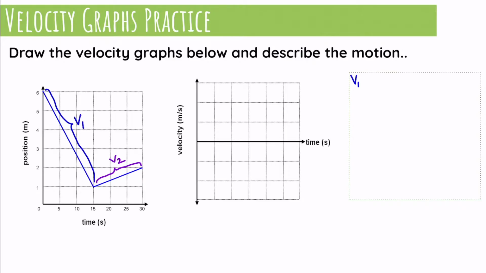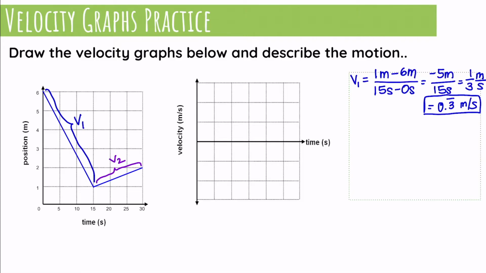So for V1, if you remember, we're just going to do position minus position over time minus time. We'll pick 1 meter minus 6 meters over 15 seconds minus 0 seconds, since these are the two points we've picked. This should be equal to negative 5 meters over 15 seconds, which should equal negative 1/3 meters per second. But I forgot my negative sign, so don't forget yours, which is going to equal negative 0.3 repeating meters per second. And once again, don't forget your negative sign.